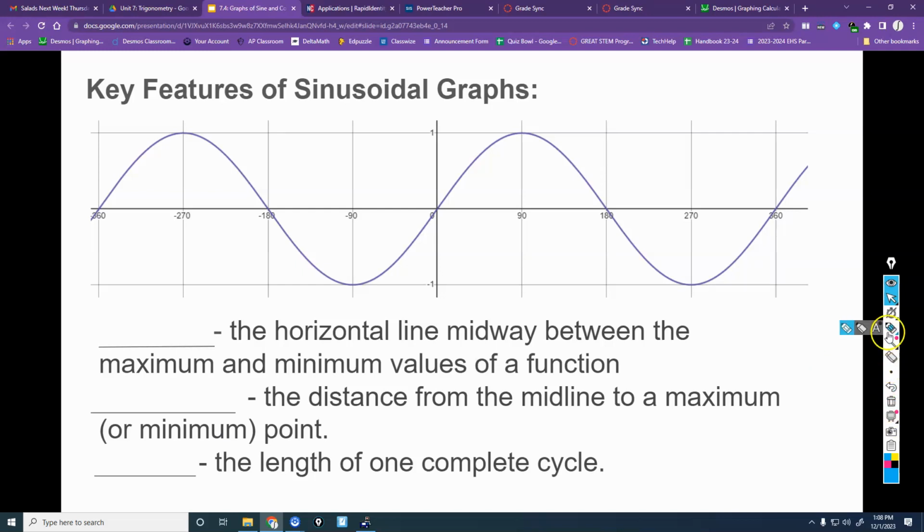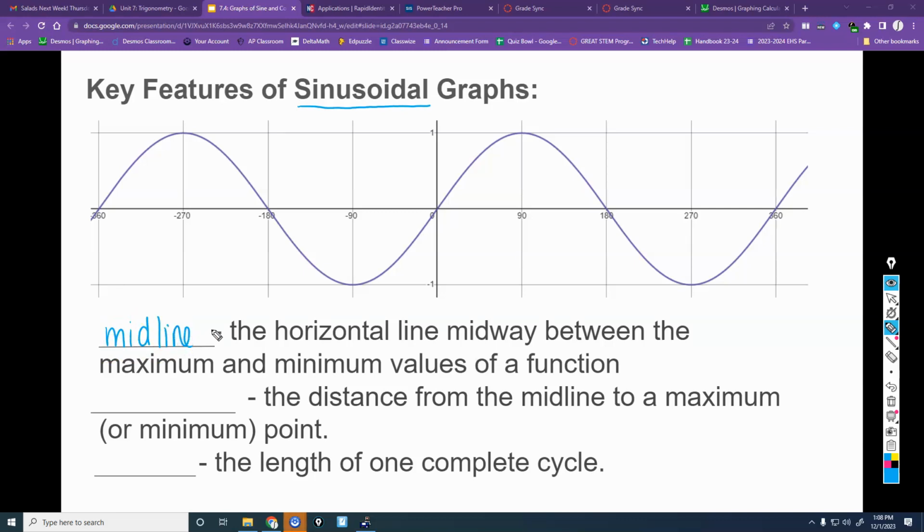So, sinusoidal graphs. This fancy word right here, sinusoidal, is just talking about sine and cosine graphs. So sinusoidal just means sine and cosine graphs. And there are 3 characteristics that we have to know about in this class. There are some others that we are not required to look at because this is just an introductory level to this stuff. So later you may see other stuff, but in this class we only have to know about 3 things. The first one that we must know about is called the midline.